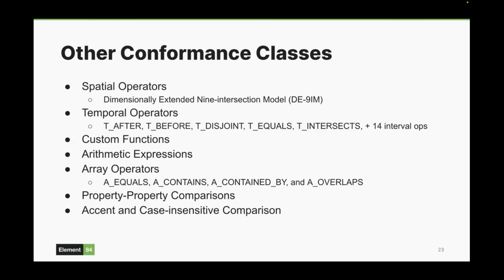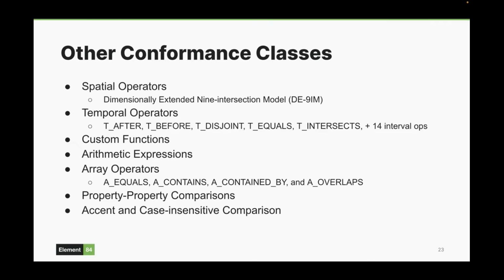I'm actually going to talk a little bit about one of the array operator use cases later on. And then the property to property comparisons. By default, I didn't mention this, but I sort of implied it. By default, the basic CQL2 class only allows you to compare a property on the left-hand side of the comparison and a literal value on the right-hand side of the comparison.